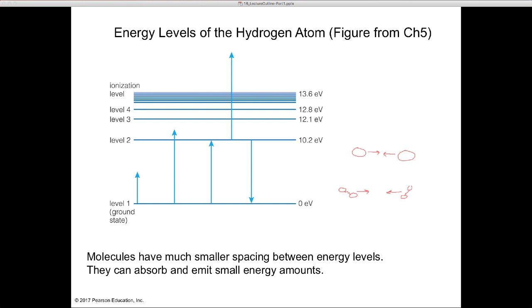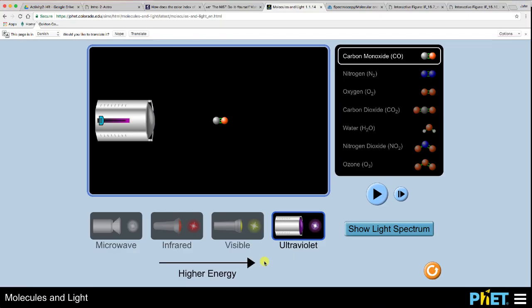If we look at a little simulation here, this is that website, Phet.colorado.edu. They have some good simulations here. Here I have a carbon monoxide molecule, and you can choose other molecules if you want to see what they do. But if I shine ultraviolet light on that carbon monoxide molecule, what will it do? Let's just see what it does.